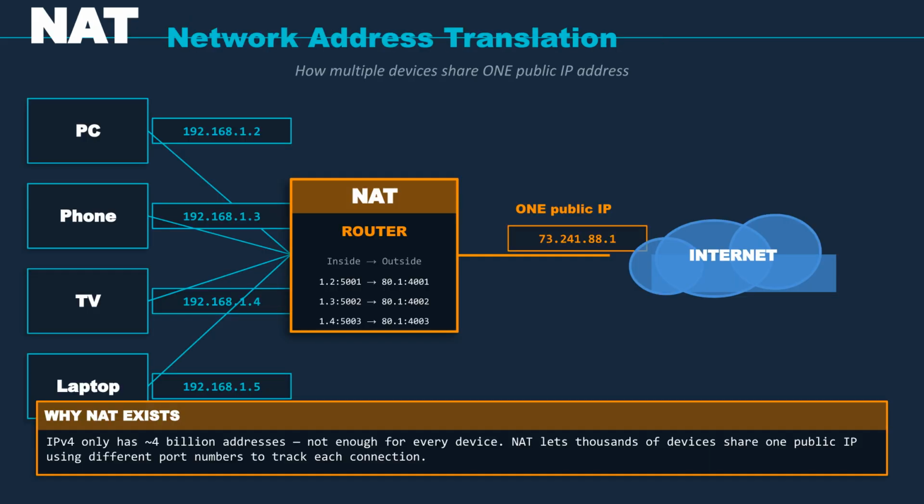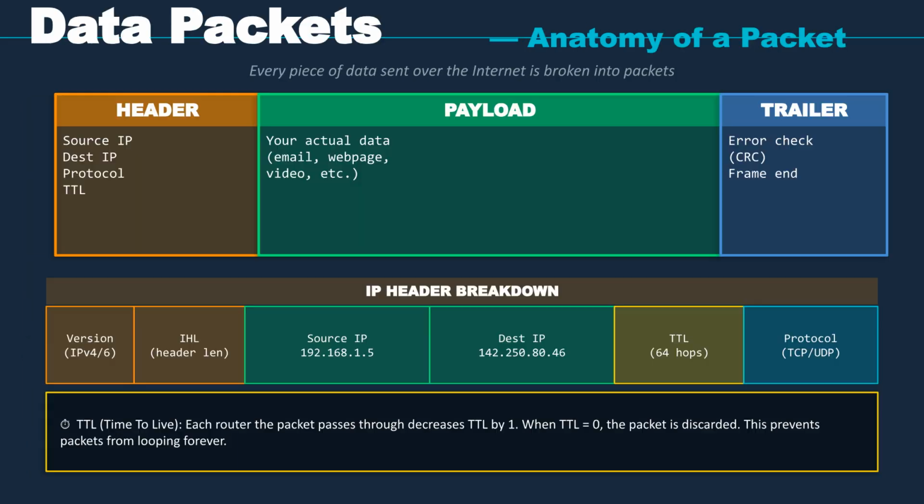NAT is necessary because IPv4 has a limited number of addresses. It allows multiple devices on a private network to share one public IP address by using different port numbers to track each connection. Every piece of data sent is broken into packets.